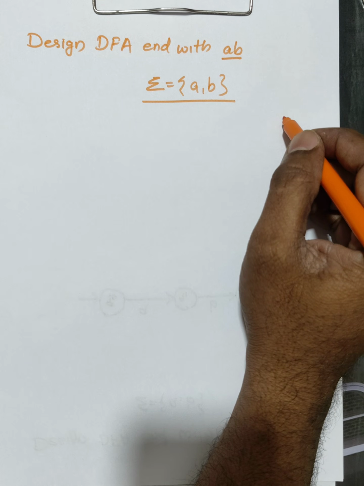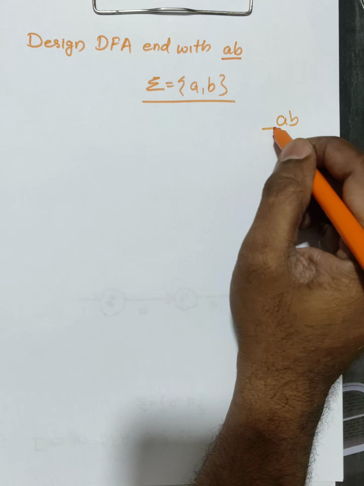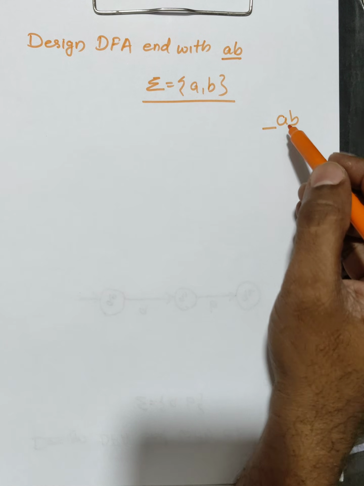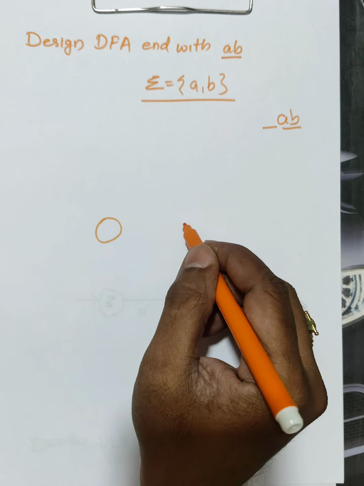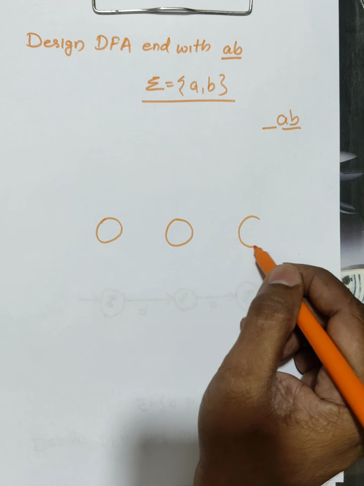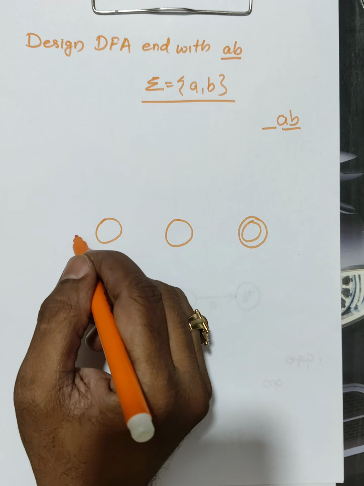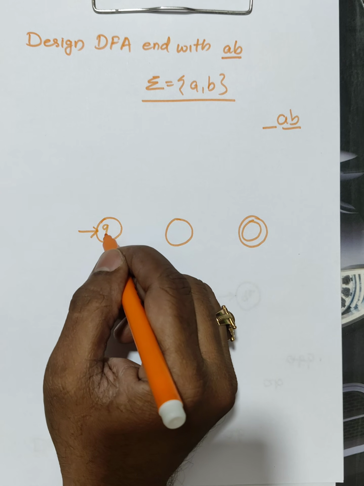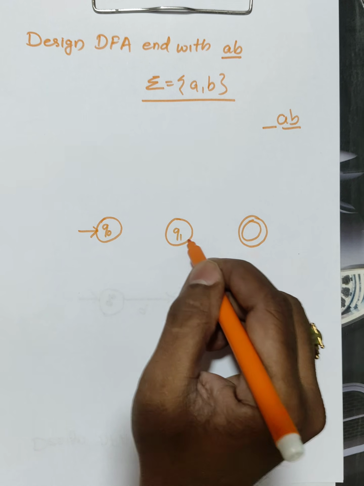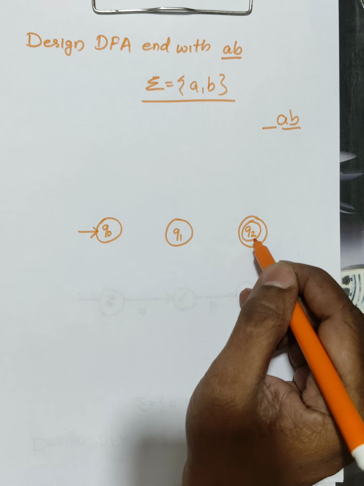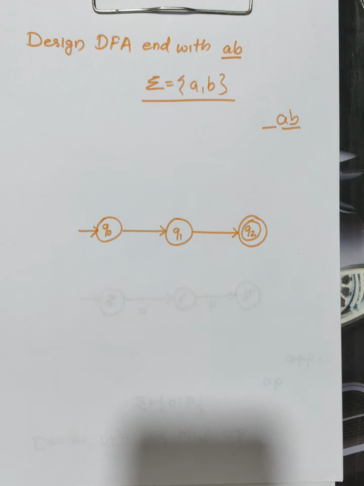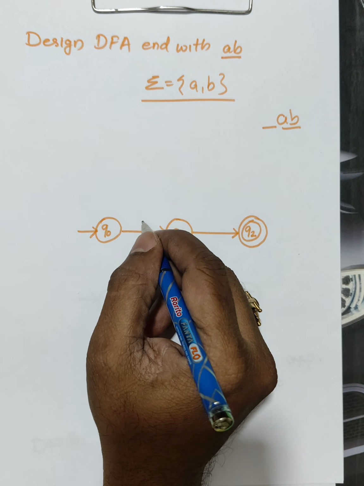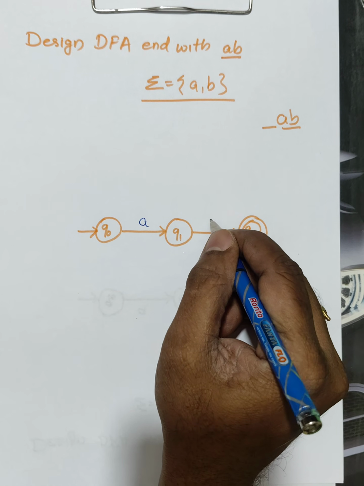AB means AB. Before this, you can take any string. This means the minimum length of the string is two input symbols, and if there are two input symbols, we have to construct three states. Q0 is the initial state, then Q1, and Q2 is the final state. At least the length of the string is 2, so we have to draw three states.